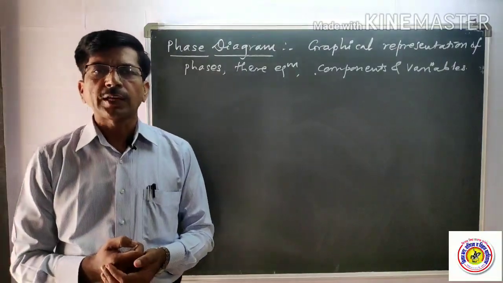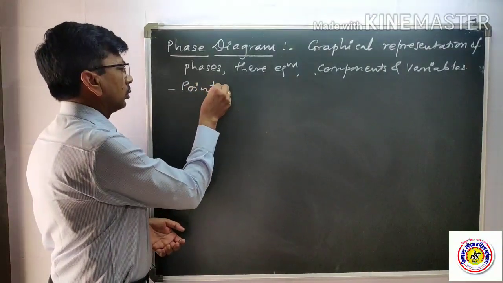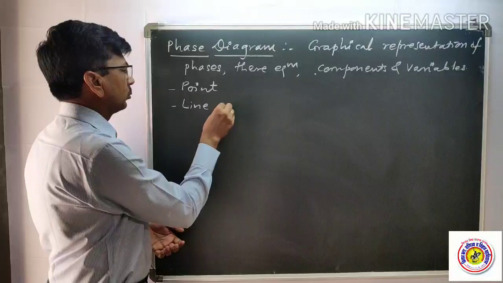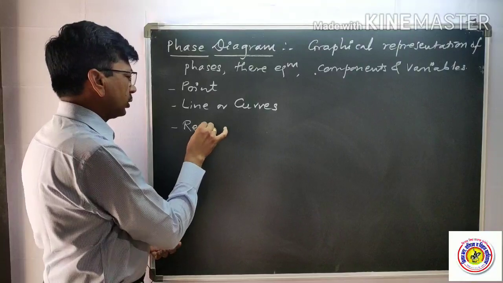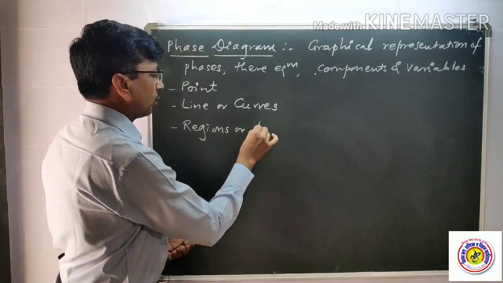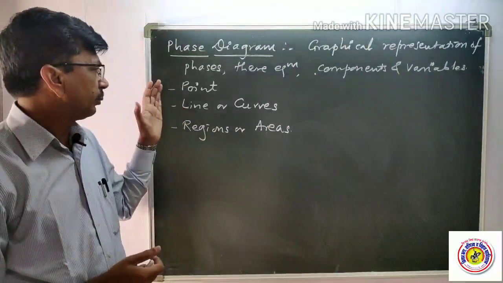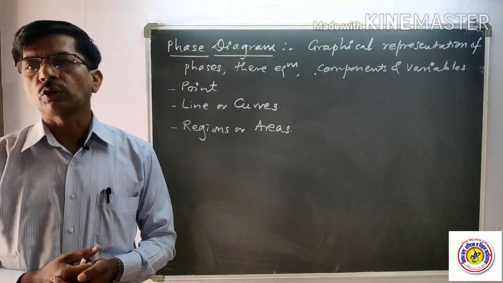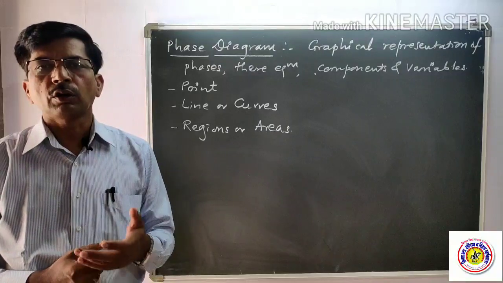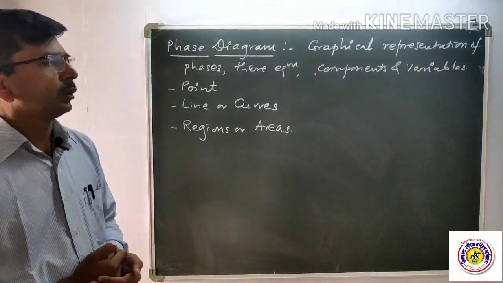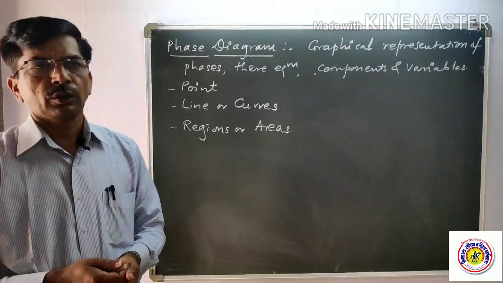Every phase diagram has three important things. One, point. Second, line or curves. Third, regions or areas. Now these are the three important terms used in the phase diagram. First one is point, then line or curves, then region or area. Now point: every point in the diagram divides it into regions.